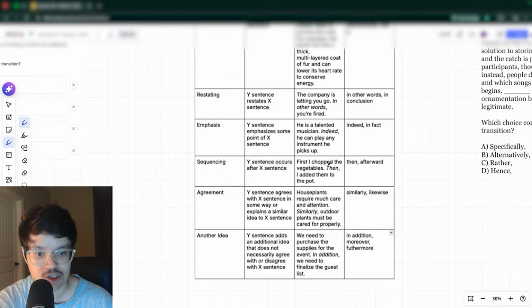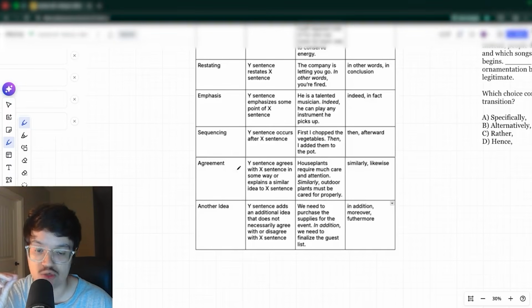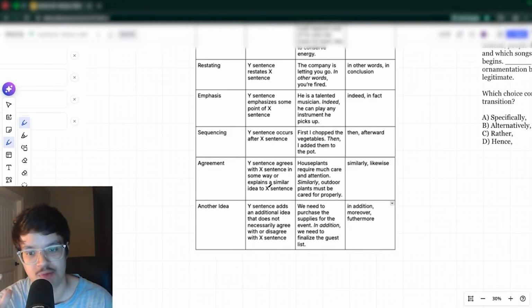Sequencing. This is when one sentence just happens after the first sentence. First I chopped the vegetables, then I added them to the pot. Then, or afterward. Agreement. This is when the second sentence says something that has a similar idea as the first sentence. So this may be a little bit weird when you first realize it. You probably understood the rest of these.